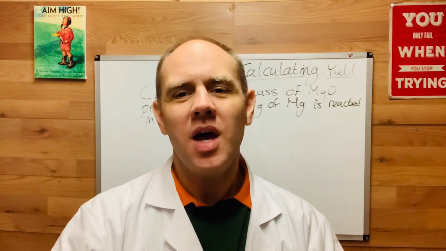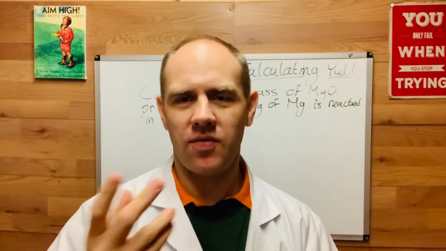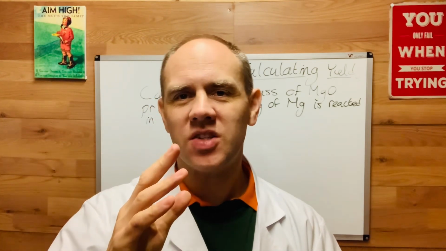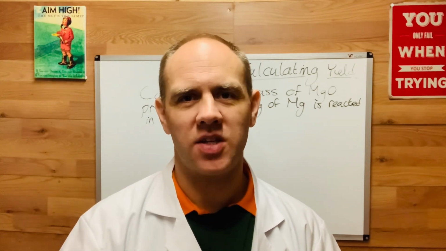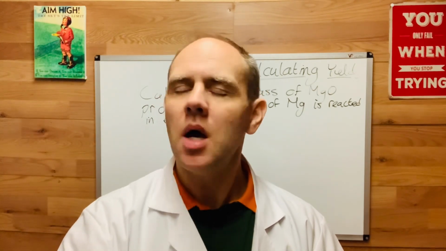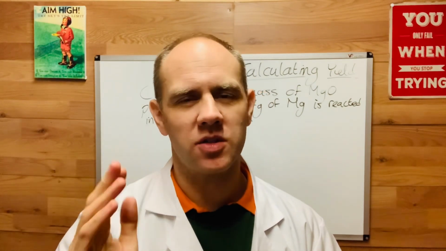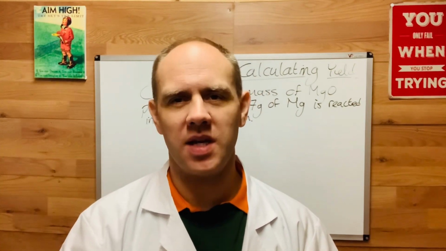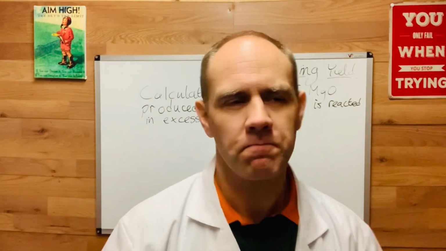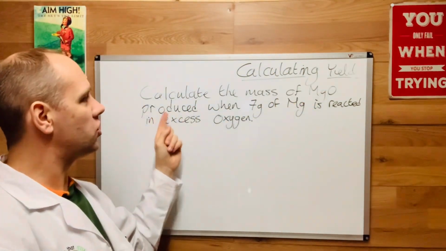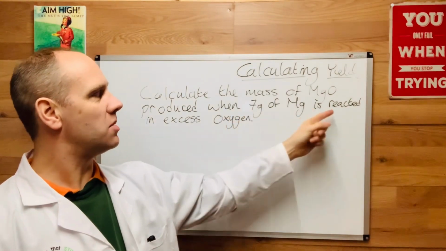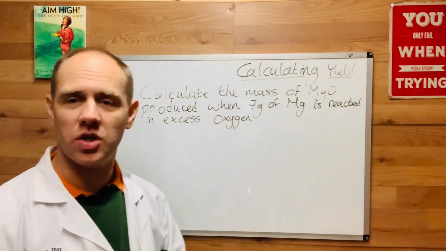Welcome back. In this session, I'm going to talk through a series of steps that enable you to calculate a yield given some information. It's not that difficult to do. In fact, once you learn the process, it becomes easy. And if you learn this process, then doing a titration calculation is also easy. So let's look at the question. Calculate the mass of MgO produced when 7 grams of magnesium is reacted in excess oxygen.